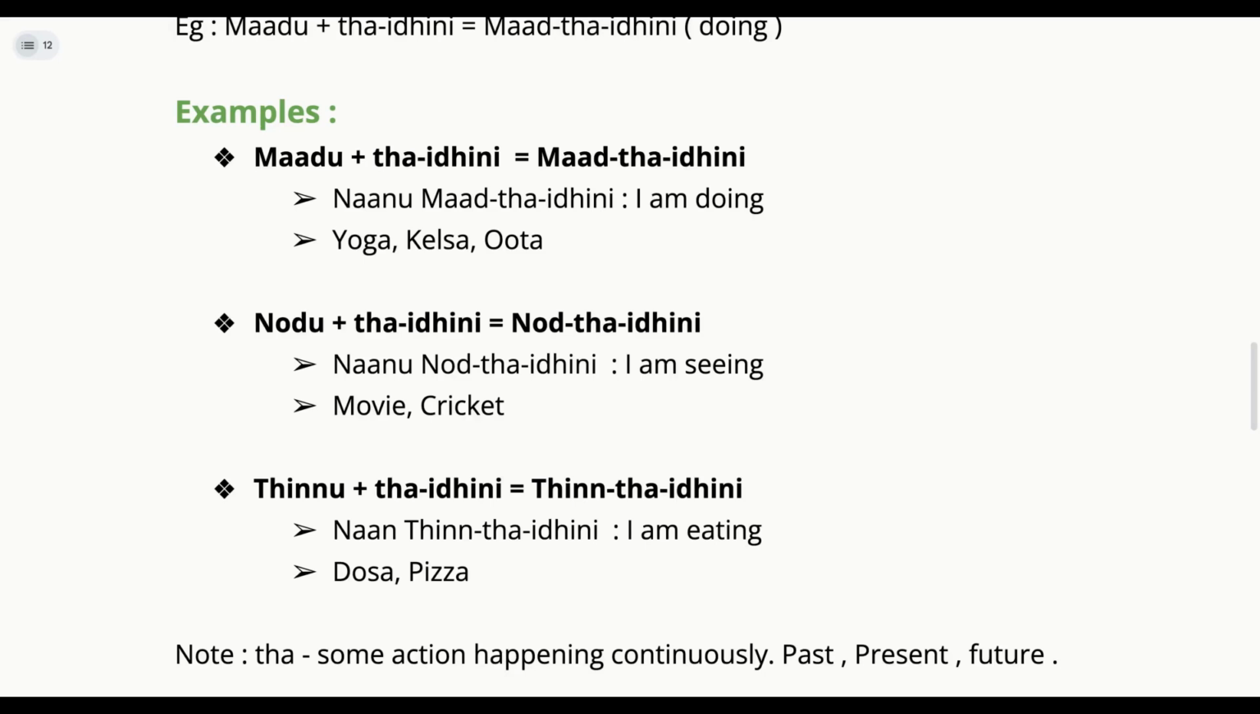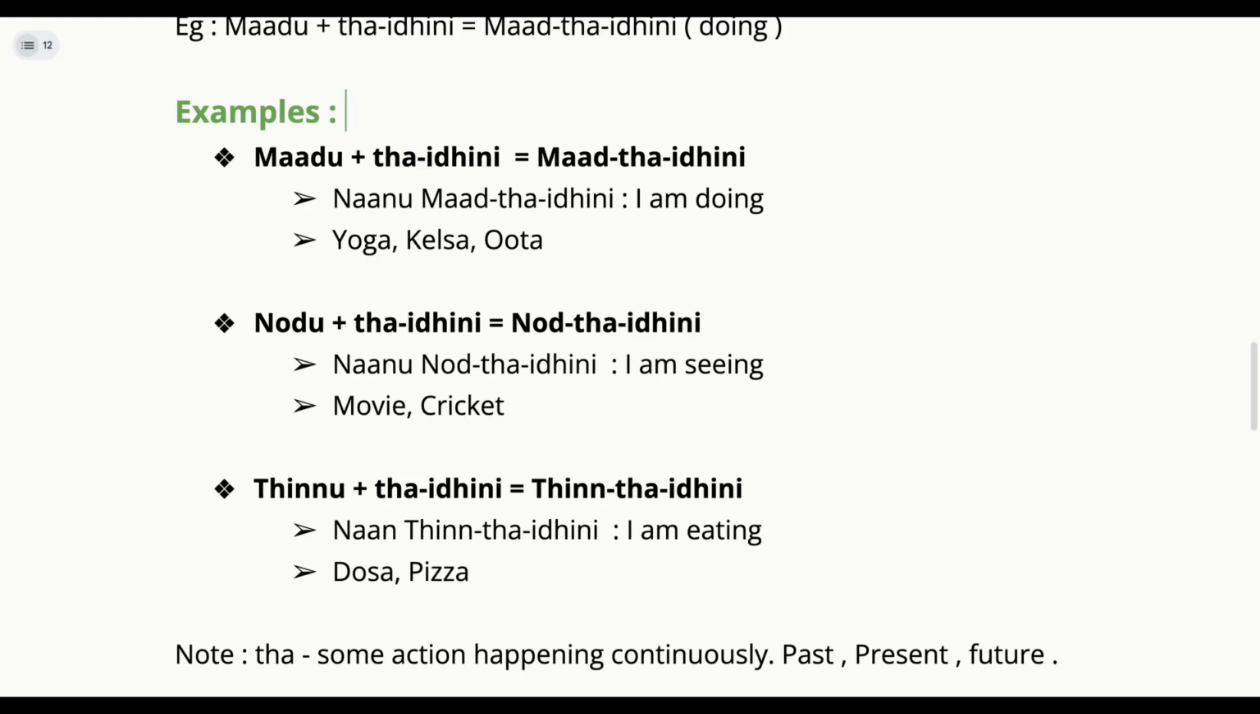Next one is nodu. Nodu is see. The suffix is ta idini. Nodu plus ta idini, noduta idini. Nanu noduta idini is I am seeing. Nanu movie noduta idini, I am seeing the movie. Nanu cricket noduta idini, I am seeing the cricket.